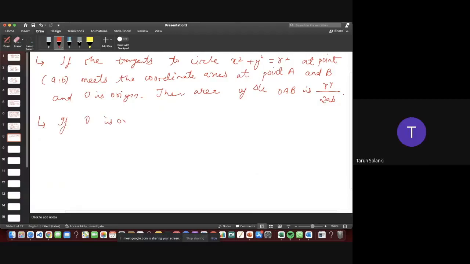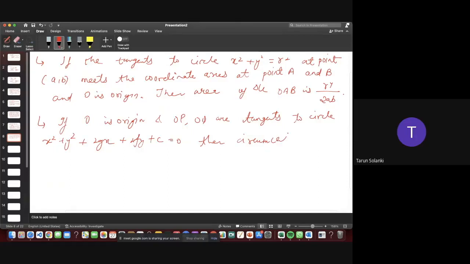Similarly, the next thing, if O is the origin and OP and OQ are tangents to the circle x square plus y square plus 2gx plus 2fy plus c is equal to 0, then the circumcenter of triangle OPQ is (minus g by 2, minus f by 2).